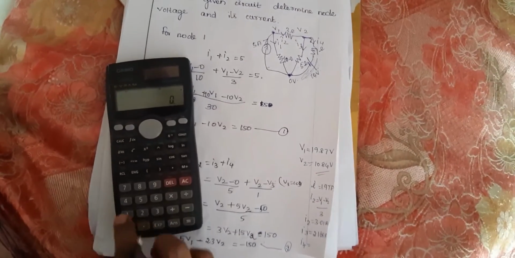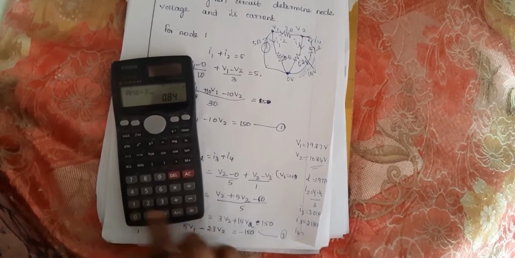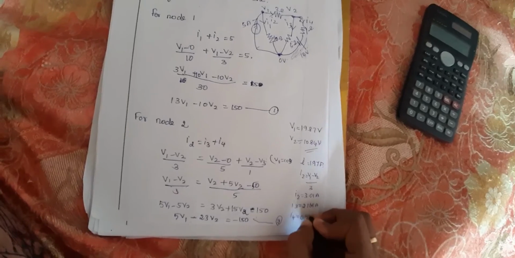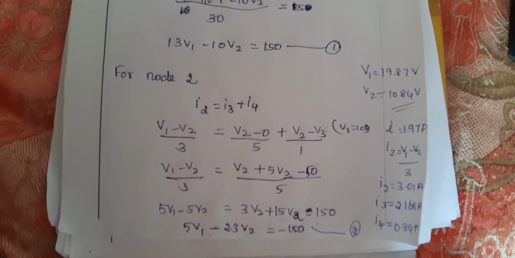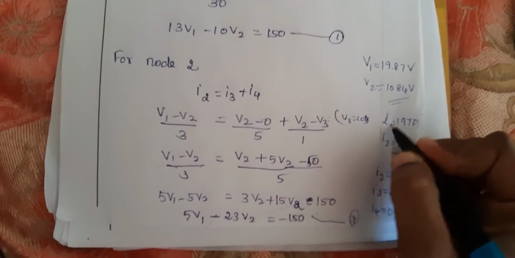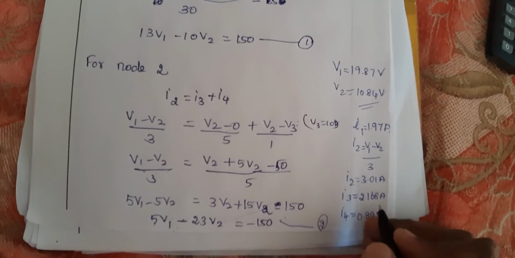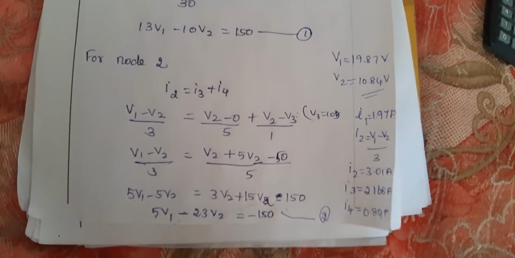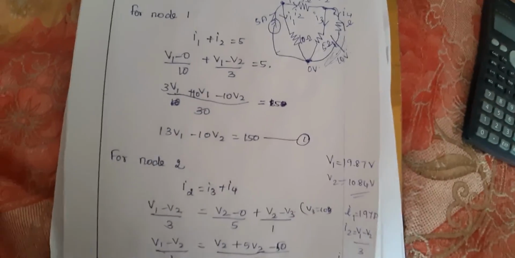Next, I4 is V2 minus 10 divided by 1, so 10.84 minus 10 gives the same value, 0.84. So I4 is 0.84 ampere. We have found the voltage values as well as the current values: I1 is 1.987 ampere, I2 is 3.01 ampere, I3 is 2.168 ampere and I4 is 0.84 ampere. So this is the nodal analysis with voltage source.